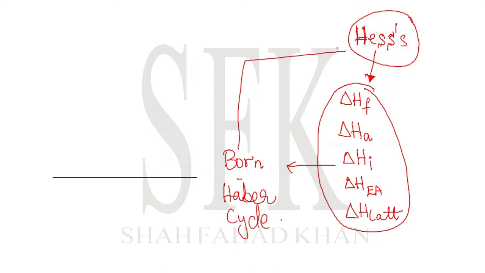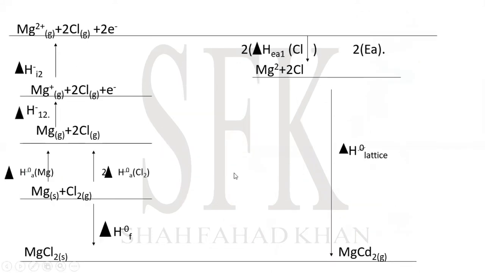Okay, so Born-Haber cycle is not anything new for you guys. It's the old Hess's cycle from AS, but it is a Hess's cycle that interconnects all of these different enthalpy changes together, right? And now I'm also going to draw out the Hess's cycle for you guys so that things could get a bit clearer.